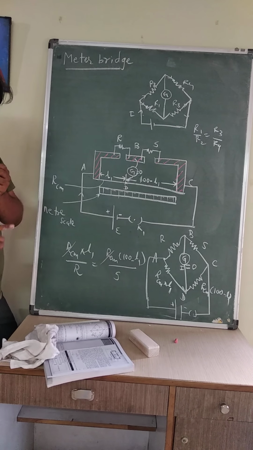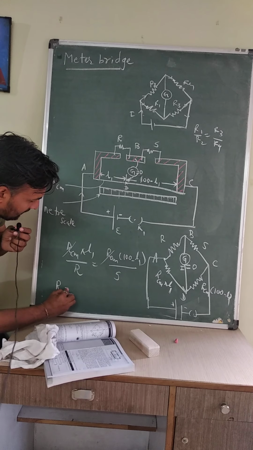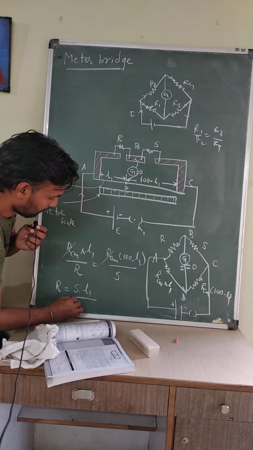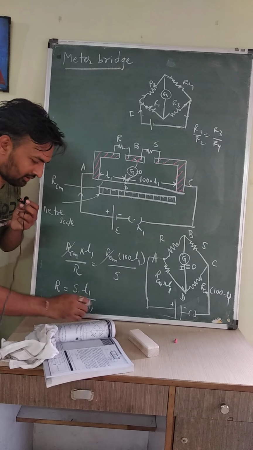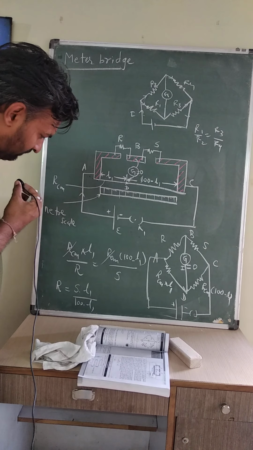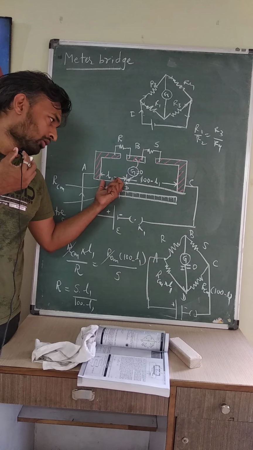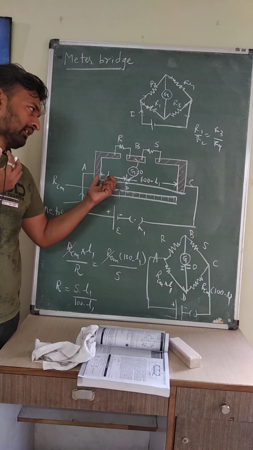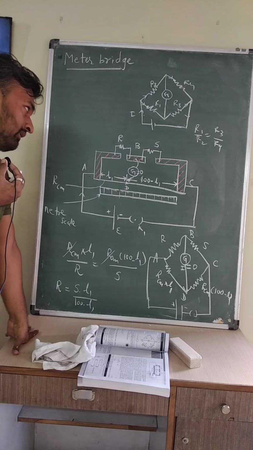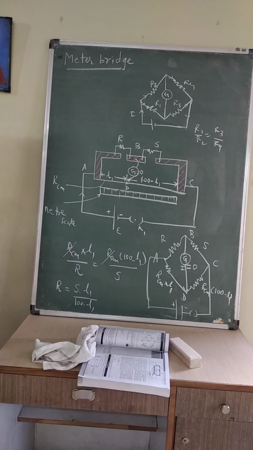So the value of resistor S is known, and I have to find the value of R. So R is equal to S into L1 upon 100 minus L1. So if we know the value of this L1, and if we know the value of this S, we can easily find out the value of the resistor R. So this is the concept of a meter bridge.